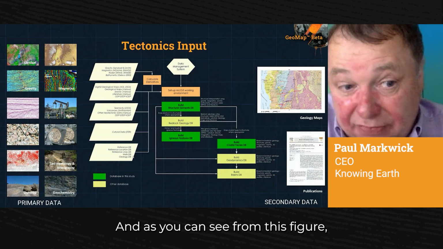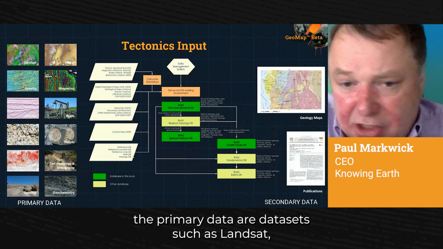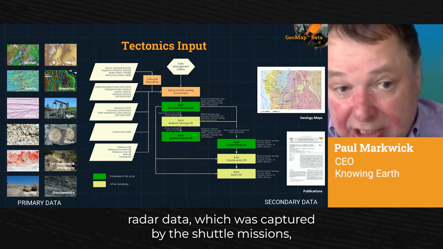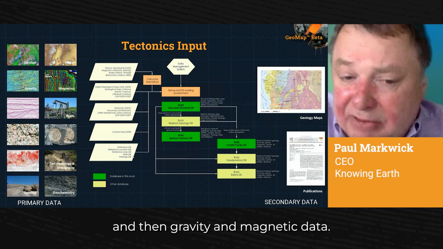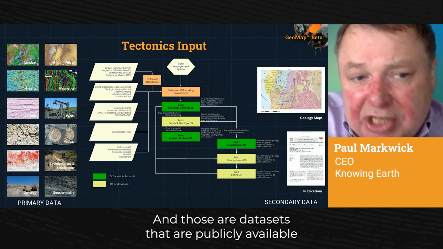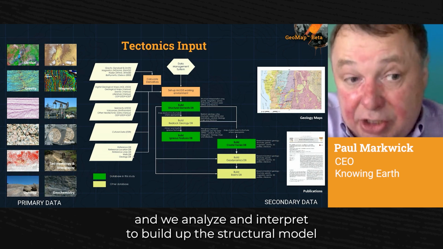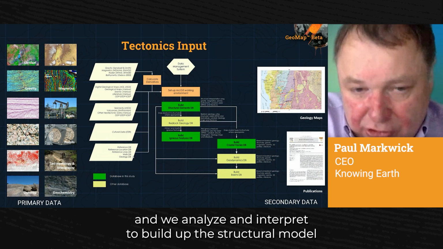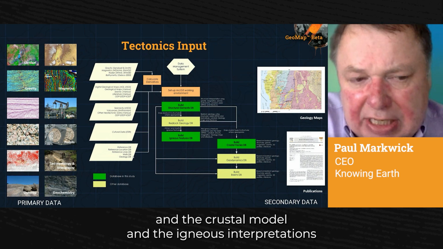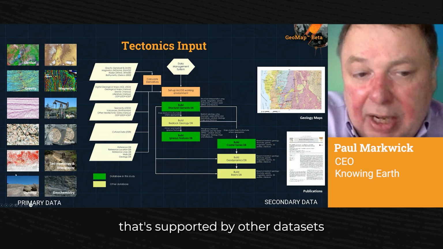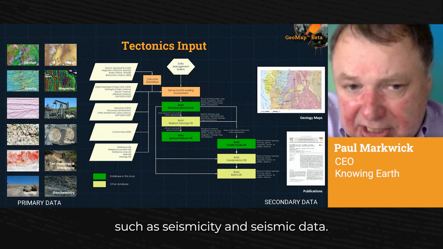And as you can see from this figure, the primary data are data sets such as Landsat, radar data, which was captured by the shuttle missions, and then gravity and magnetic data. And those are data sets that are publicly available, and we analyze and interpret to build up the structural model and the crustal model and the igneous interpretations. That's supported by other data sets, such as seismicity and seismic data.